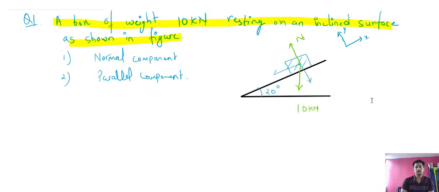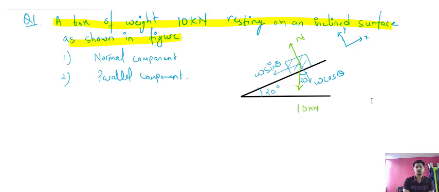Now this angle will be how much? This is 20 degrees, this will be 90 degrees, and this angle will be 70 degrees. So the remaining one will be 20 degrees. Okay, so if this angle is 20 degrees and this is the W component, this will be W cos theta and this will be W sin theta.